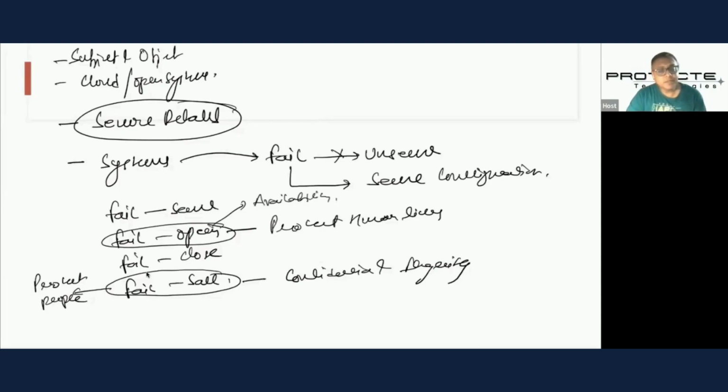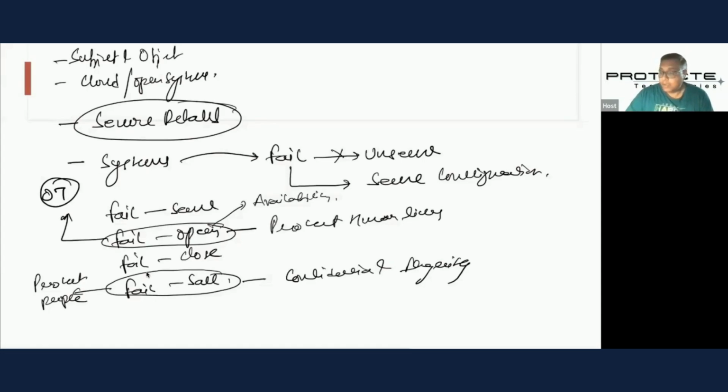Okay, fail open systems generally try to protect the availability of systems, and fail open concepts are applied generally in OT systems, where availability is much more important than protecting confidentiality and integrity, because OT systems are designed to manufacture, designed to produce some things.